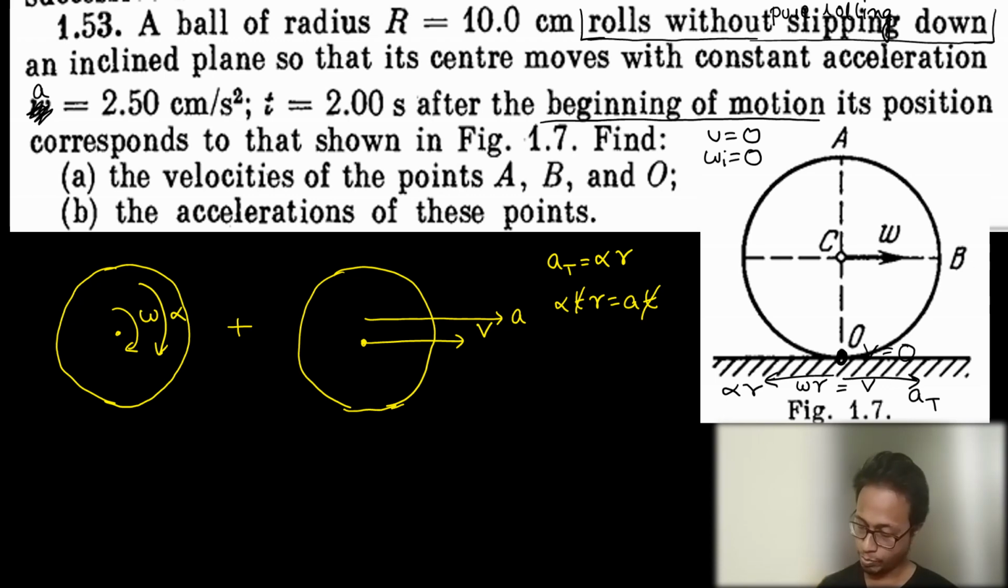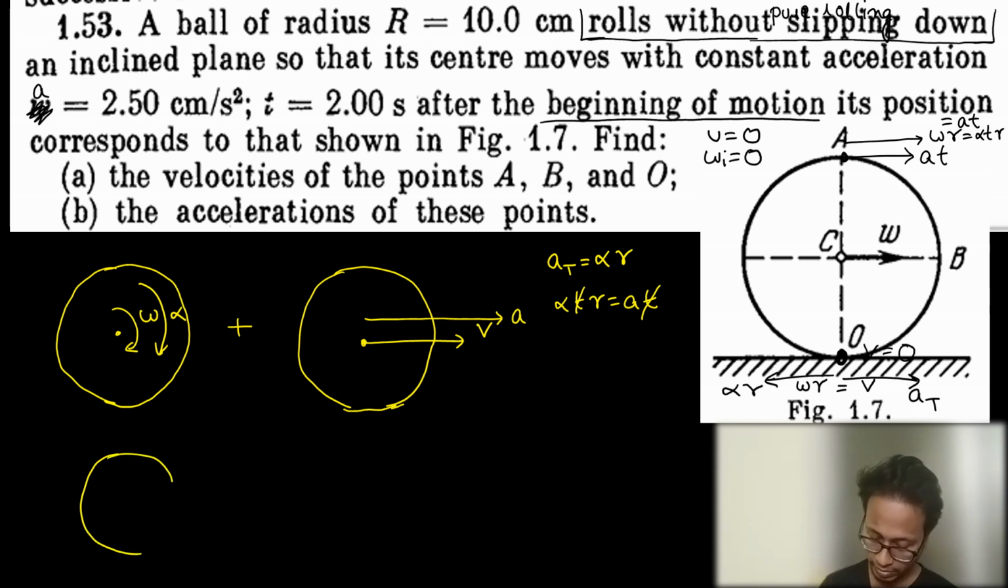Similarly, the velocity at point A would be due to the translational component and omega into r due to the rotational component, and omega r is nothing but alpha t into r, which is nothing but a into t only because of pure rolling. So what is the velocity at the topmost part A? a into t due to the translational part and a into t due to the rotational part.